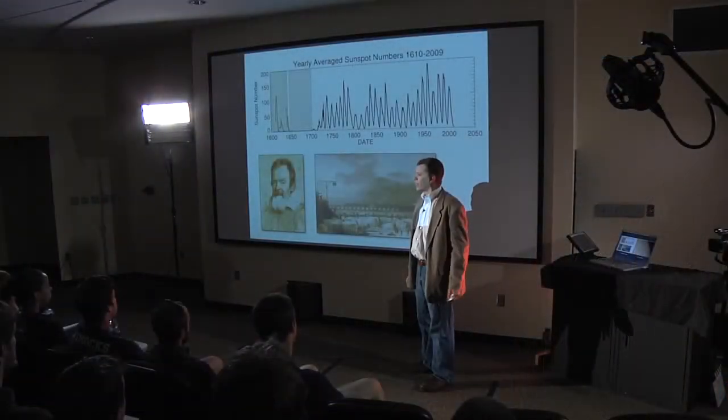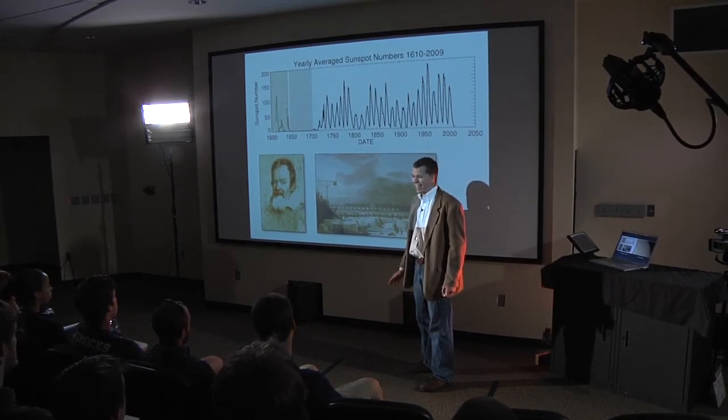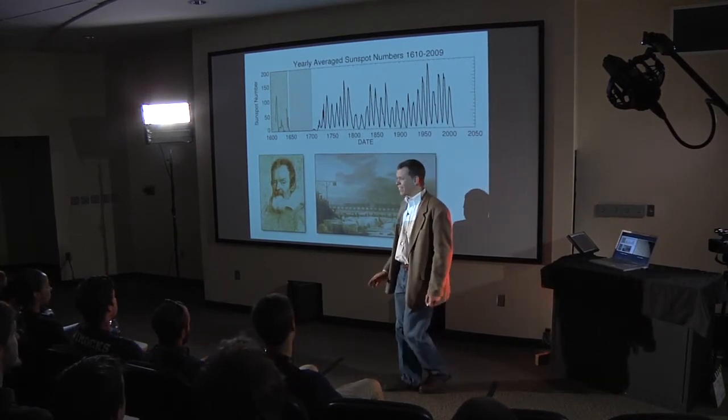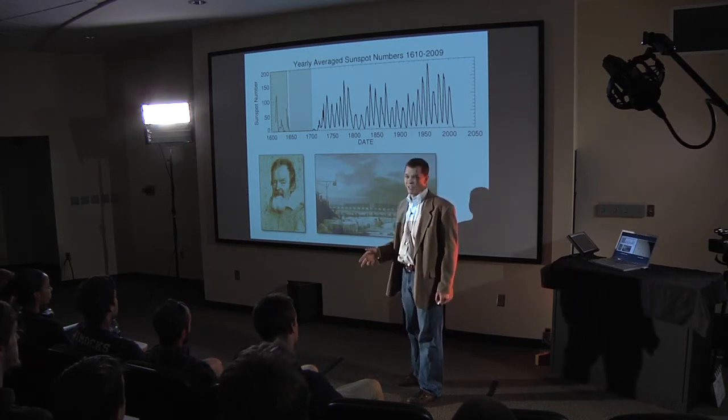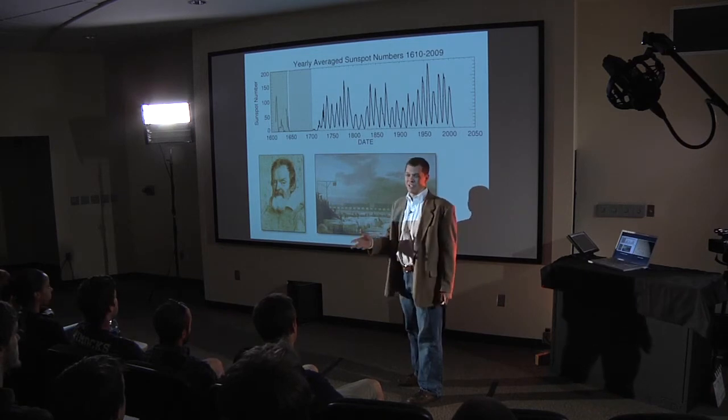And then something weird happened. 3 years after he died, all the sunspots went away. That's a fairly odd thing. Completely coincidental, but if you were a scientist at the time, you might have argued that Galileo was just seeing things, and then after he dies, the sunspots were completely bogus.